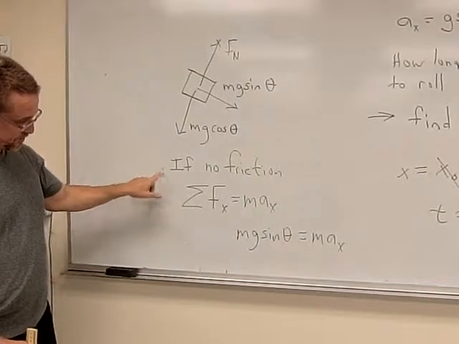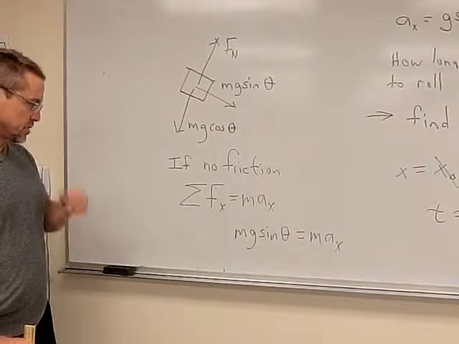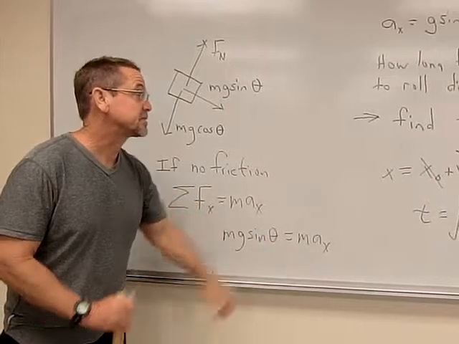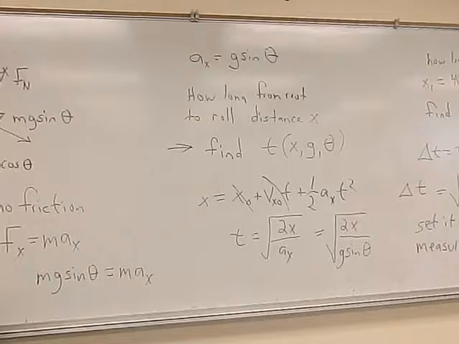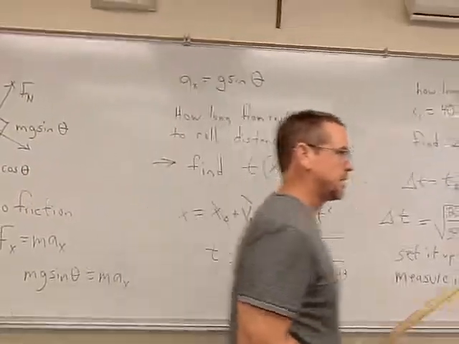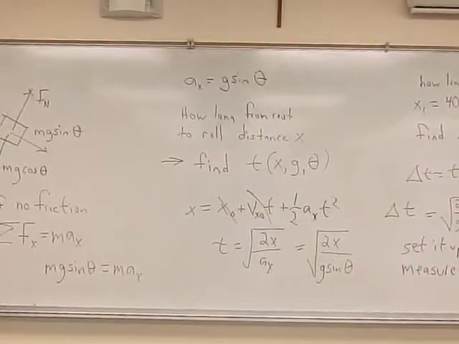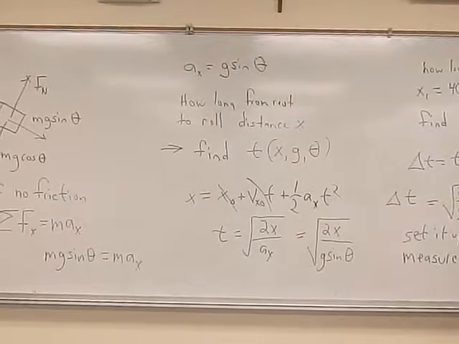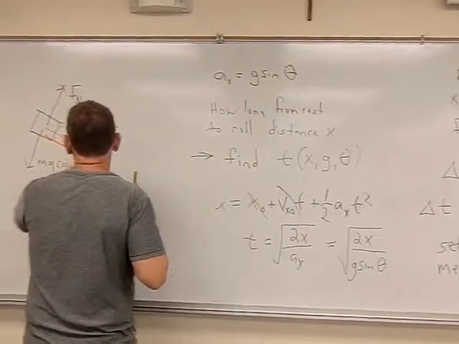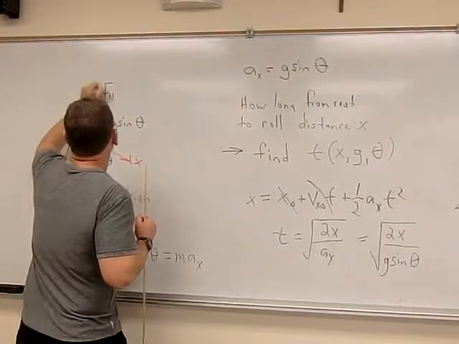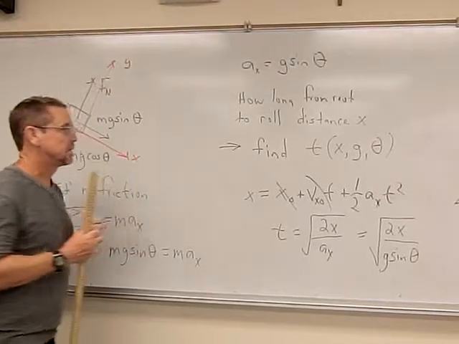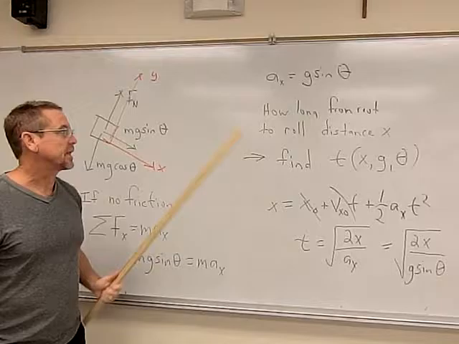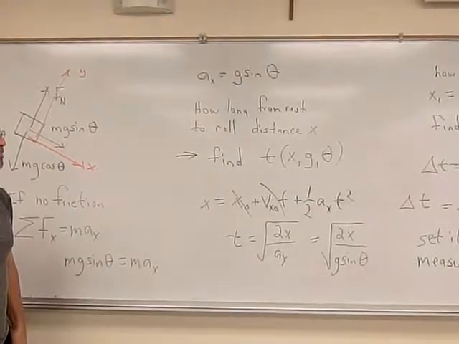So if there's no friction, and we do the sum of the forces in the x direction, we get mg sine theta equals m ax. Therefore, the acceleration in the x direction... I need to remember, whenever we do the inclined plane, we make the x direction down the plane and the y direction out of the plane. So the motion is in the x direction. Once again, we get ax is g sine theta.